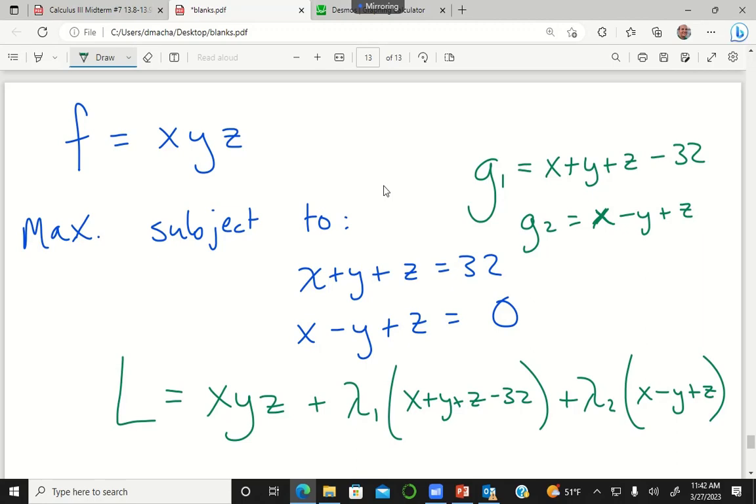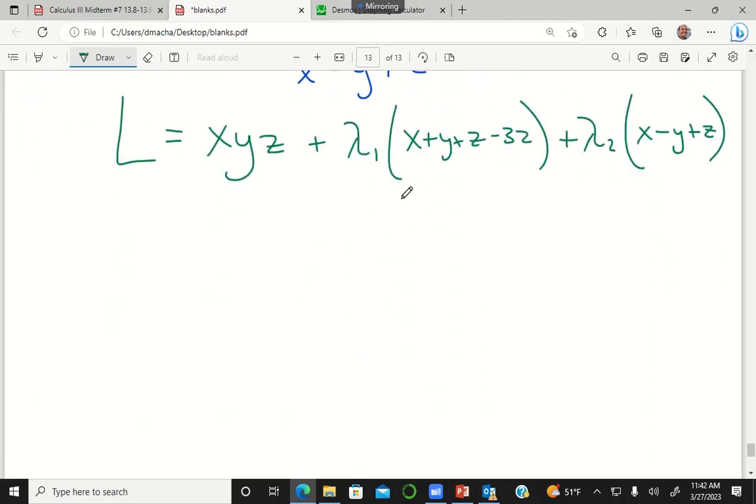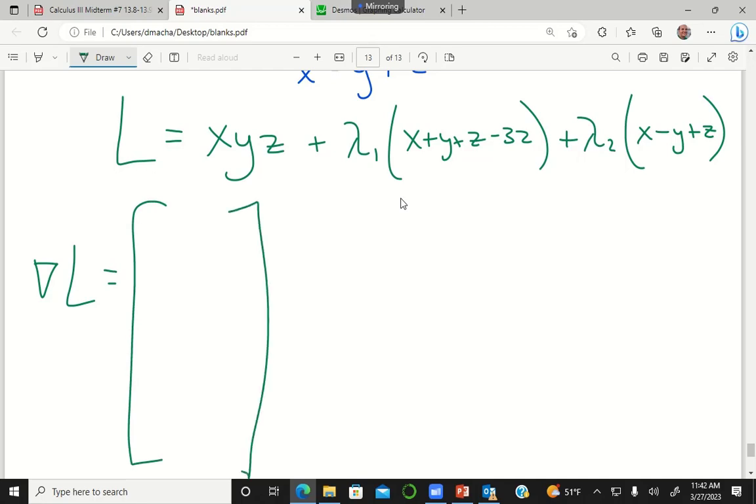But that means my Lagrange function is a function of 5 variables, x, y, z, lambda 1, lambda 2. So the gradient of my Lagrange function is going to be a vector with 5 entries. The entries are going to be the partial with respect to x, the partial with respect to y, the partial with respect to z, the partial with respect to lambda 1, and the partial with respect to lambda 2.